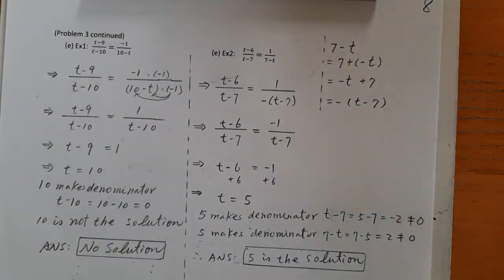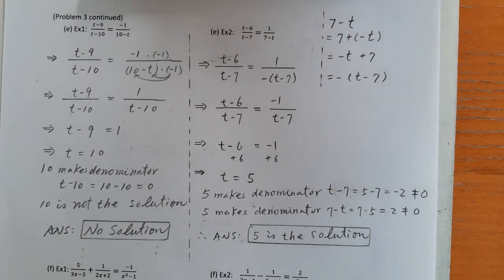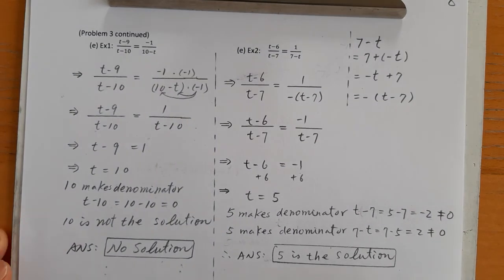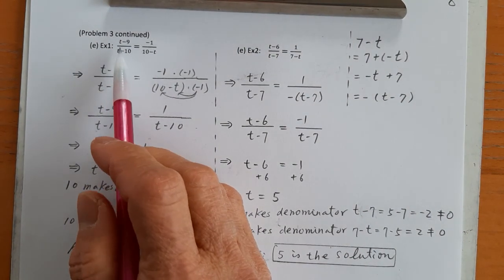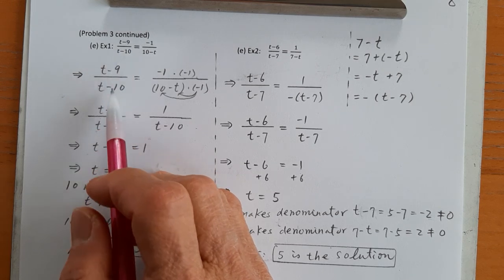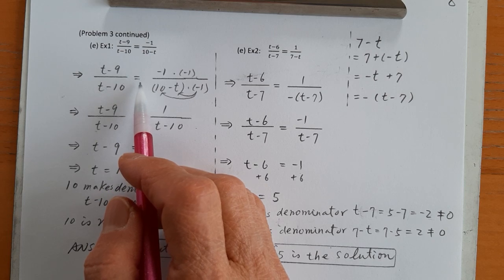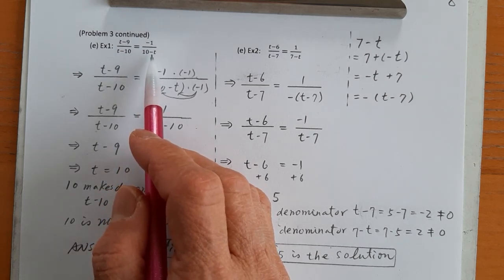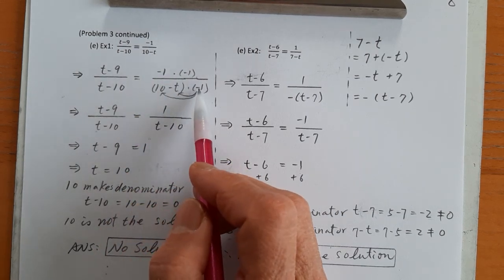Then question 3E. Example number 1. On the left side the denominator is t minus 9 over t minus 10, and on the right it's 10 minus t, right? So you can multiply both sides by -1. Put the parentheses and multiply by -1.